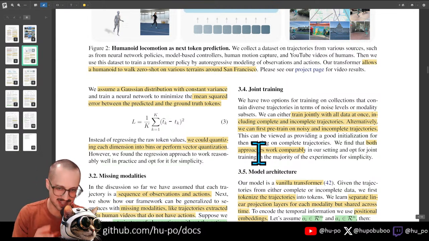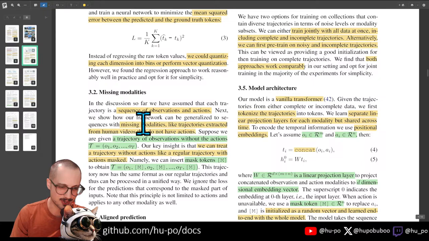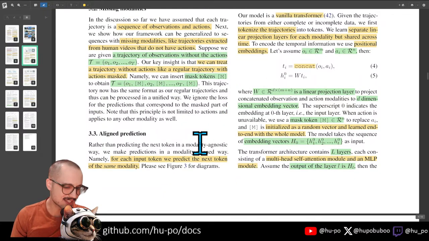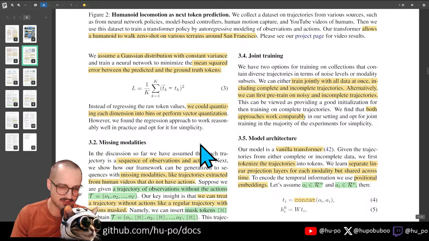So they were like, hey, we tried to do a two-part training, but it turned out that it didn't even matter. And you could just literally put all the data into one giant bucket, train it, and that's it. And it works. That's kind of why I like this paper. It's very, very simple, but they get very, very good results.